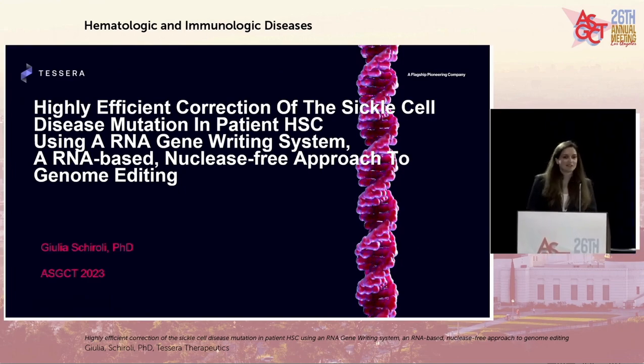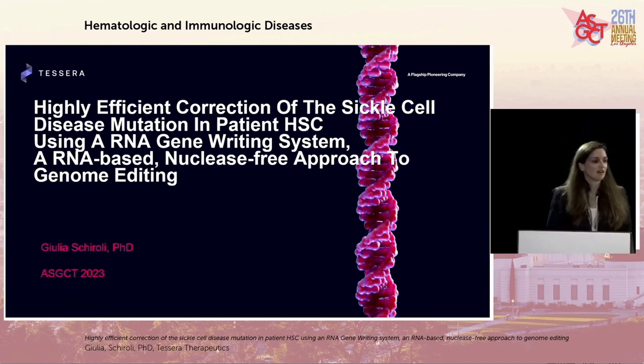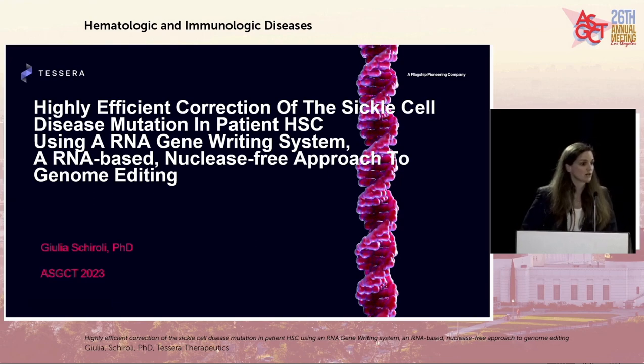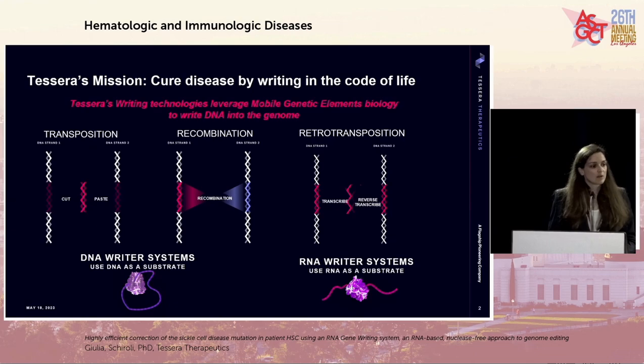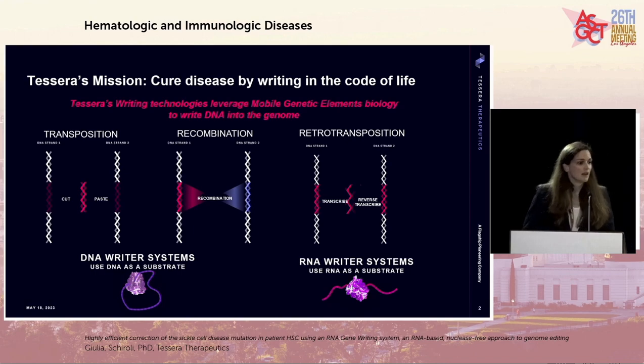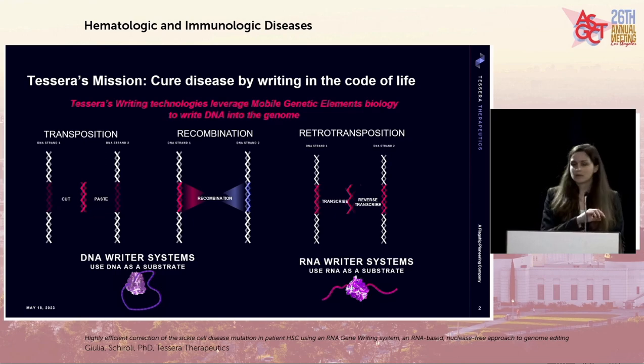Thank you so much. I'm delighted to be here on behalf of the Tessera team to present our progress towards sickle cell correction in hematopoietic stem cells using an RNA gene writing system. At Tessera, our science is based on re-engineering mobile genetic elements, basically leveraging what nature has already evolved in order to generate novel genetic engineering tools. Mobile genetic elements encode all the machinery necessary to move themselves from a site in the genome to a novel site. And they do it through different mechanisms.